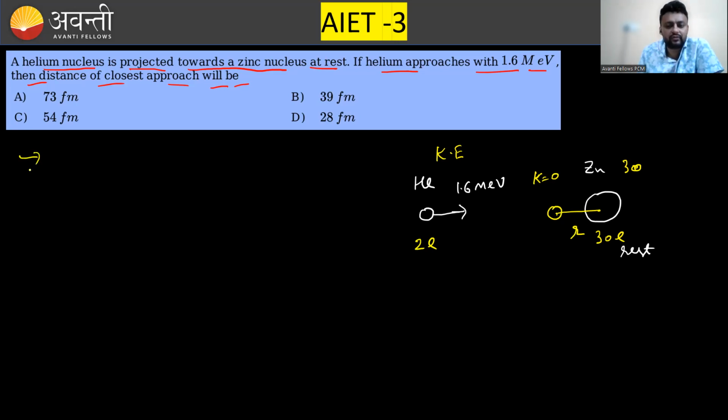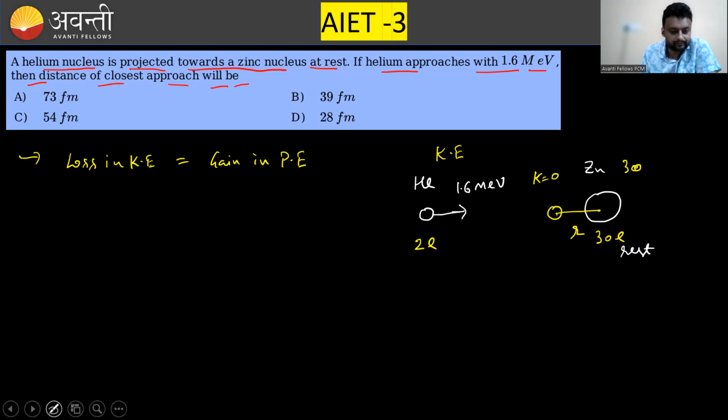This is the question of conservation of energy. Basically, loss in kinetic energy is equal to gain in potential energy, or you can directly apply conservation of energy: K final plus U final is equal to K initial plus U initial. Okay, so I just need to put the values.